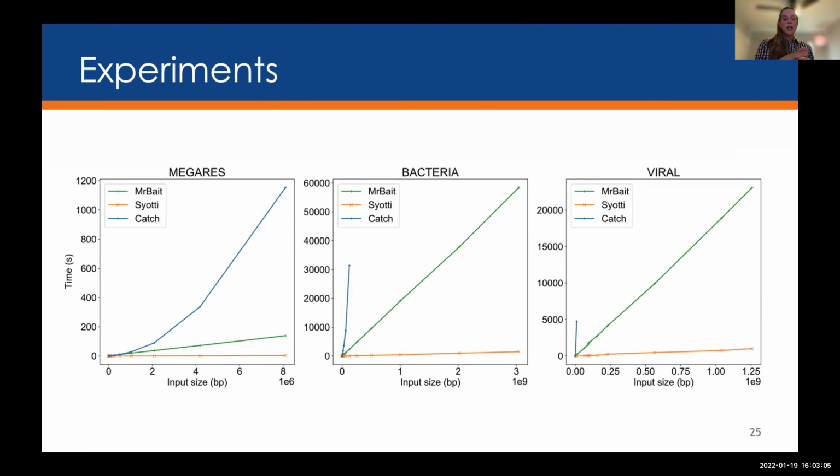All the methods were able to successfully run on MegaRes. As I mentioned, there are about 8,000 AMR genes within MegaRes, so it's small enough that all the competing methods were able to run.